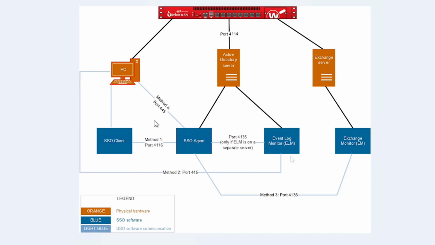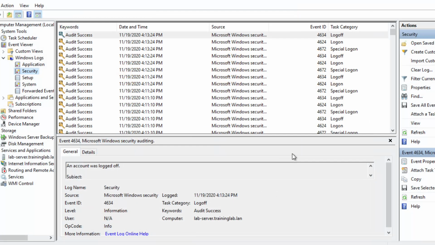So your best bet is to get one of the other methods working reliably and not rely on this failover method. When it comes to the different event logs that the event log monitor will use, primarily you're going to be looking for event IDs 4624 and 4634. For a complete list of the event IDs that ELM uses, please reference the WatchGuard help.